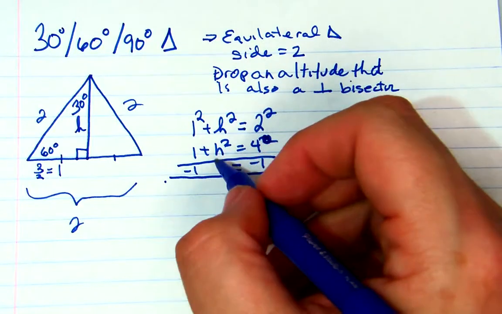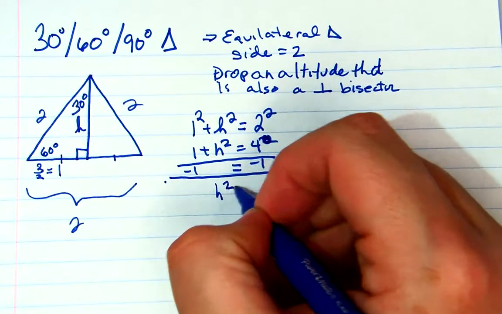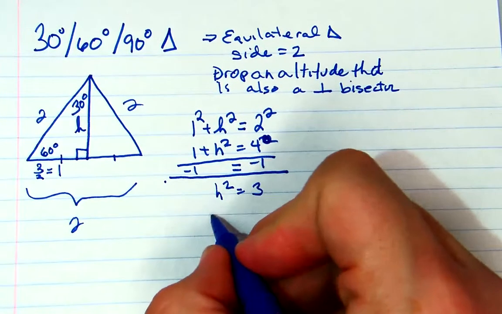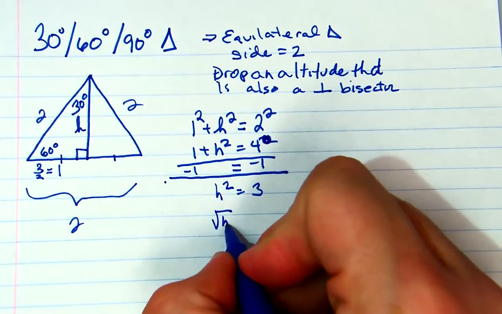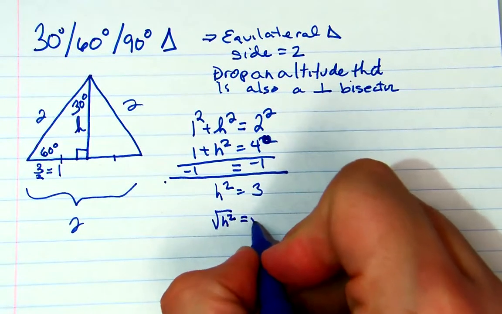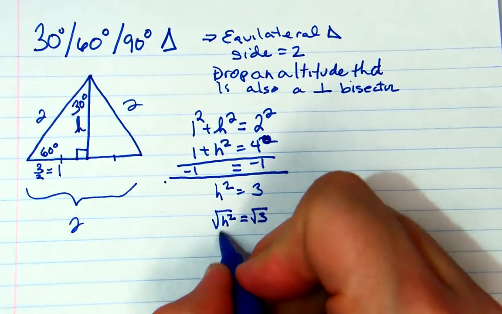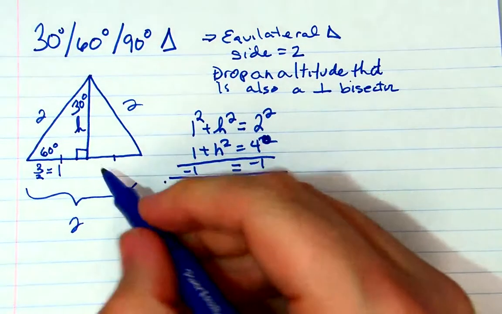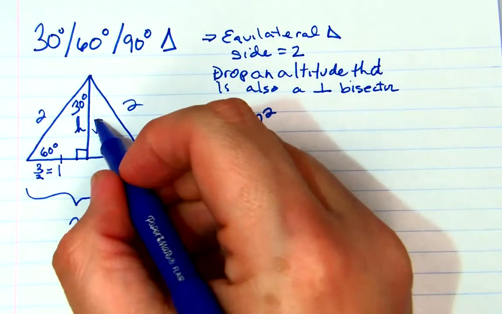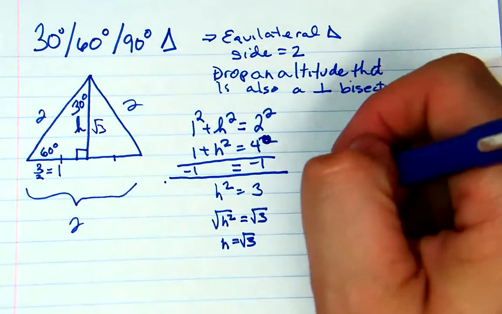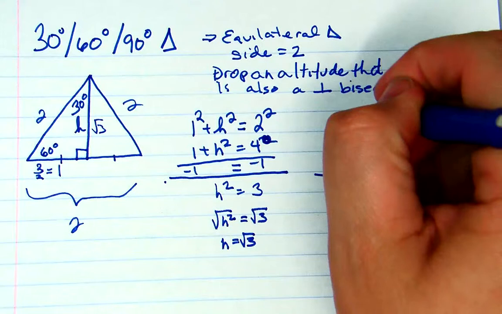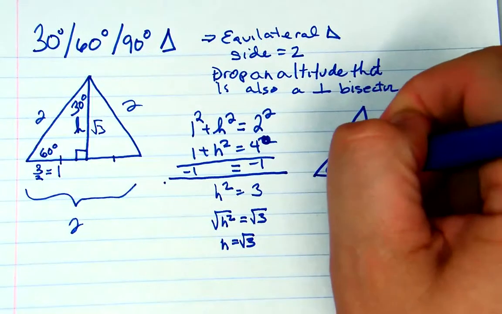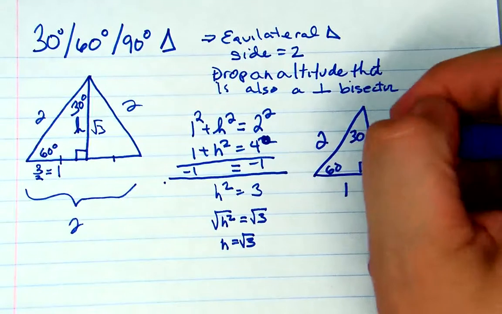1 minus 1 is 0, so I have h squared, and that's equal to 4 minus 1, which is 3. Now, if I have h squared, I need to take the square root of h squared, which means I have to also take the square root of 3. The square root of h squared is h, which is the square root of 3. And so I get my square root of 3 here. So, my 30, 60, 90 triangle: there's 60, there's 30, there's 90, that's a 1, that's a 2, and that's a square root of 3.